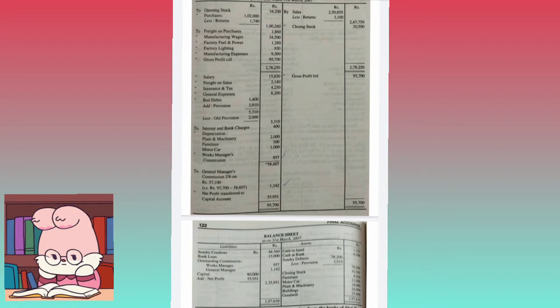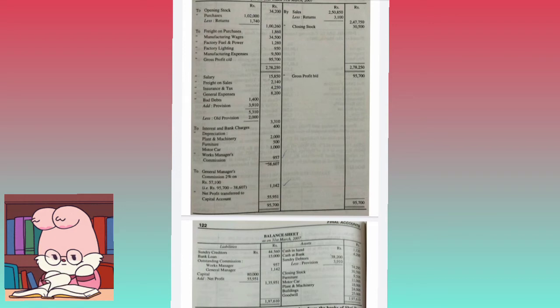Sundry debtors, take it to the asset side of the balance sheet. For this sundry debtors there are adjustments, so we will solve it. Factory lighting, take it on the debit side of the trading account. Opening stock, take it on the debit side of the trading account.